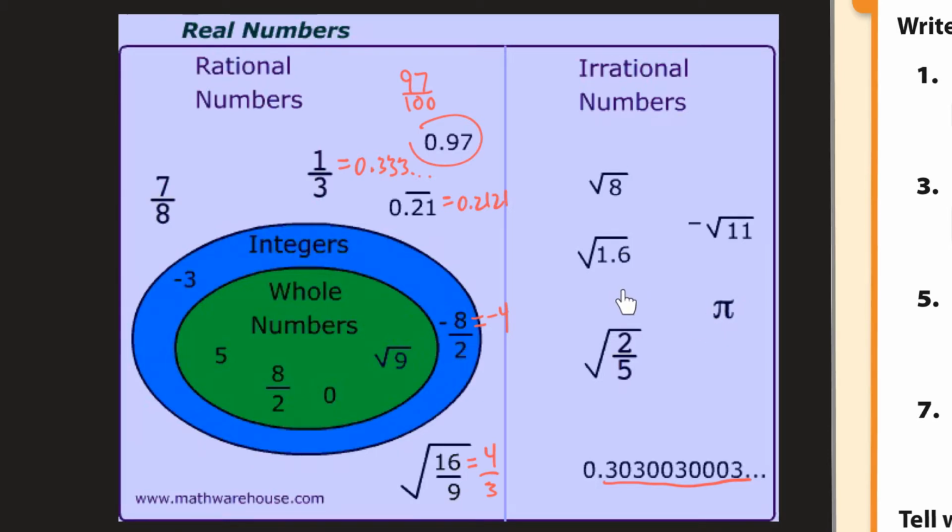And all these, like the square root of 2 over the square root of 5. Don't know what that is. Square root of 8. What times itself is 8? You might be thinking 4, but that's wrong because 4 times 2 is 8, but we need 4 times 4. That's 16. So I don't know what it is times itself is 8.